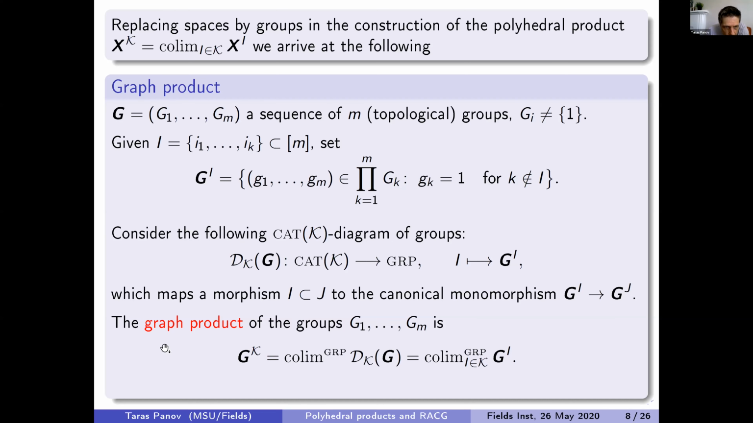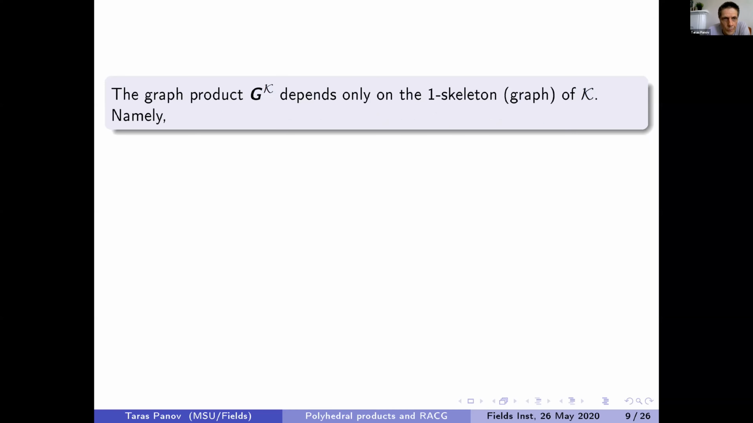It's called graph product because, although as we wrote it there is a simplicial complex in this notation, so that it universally fits with the previous constructions like polyhedral product, it depends only on its one skeleton, on the graph, and therefore it's called the graph product. The category of groups is not as rich from the homotopy theoretical point of view as the category of topological spaces. You cannot do homotopy with just groups. You can do it with topological groups, but that's again a different story.